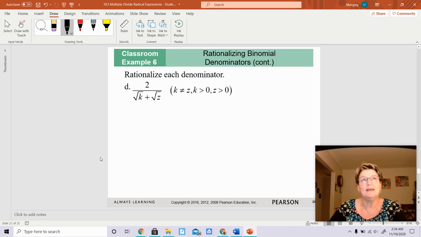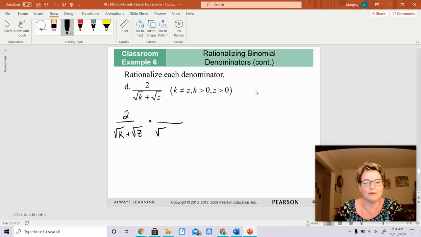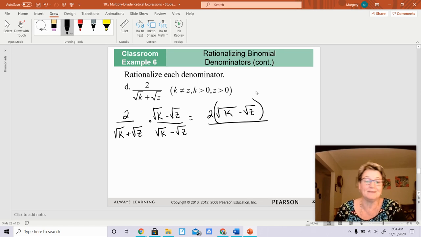Okay? Next one, same thing, rationalize the denominator. We have 2 over the square root of k plus the square root of z. Now, to rationalize the denominator, you just copy it, remember, and you just make that plus sign a minus. Whatever you do to the bottom, you got to do to the top. So once again, I'm not going to fully actually distribute it, just because sometimes I can simplify it. Sometimes I can't. So now I'm going to multiply these two together.